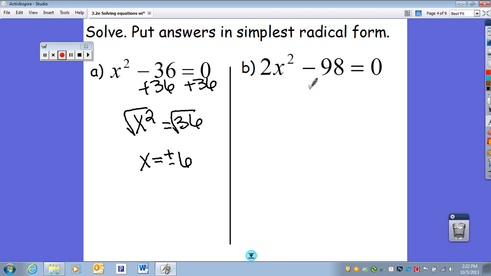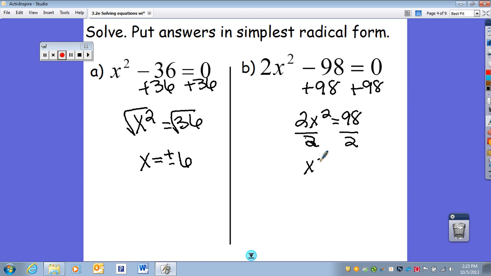Again, our goal is to get the x squared by itself. So the first thing we're going to do is add 98 to both sides of our equation. So we have 2x squared is equal to 98. And then we're going to divide both sides by 2 because our goal is to get the x squared by itself. So we have x squared is equal to 49. And now we're going to do the inverse operation of squaring something, which is to take the square root. So x is equal to the square root of 49, which could be positive or negative 7, plus or minus 7.